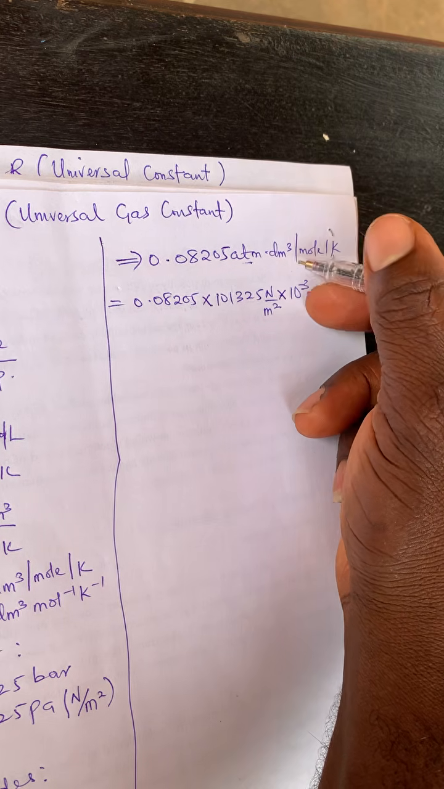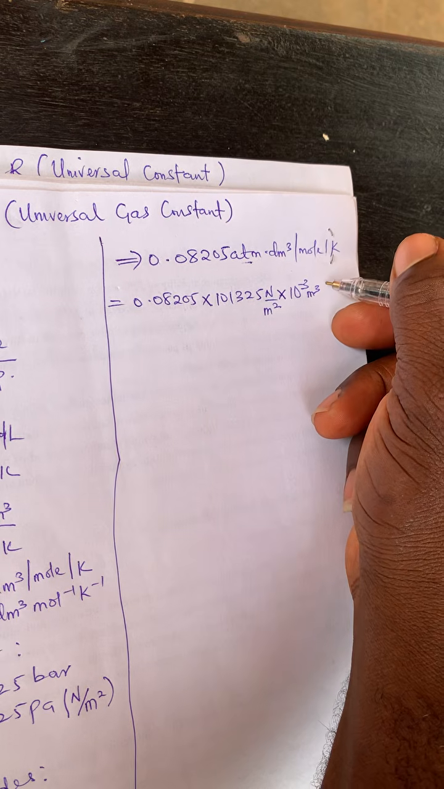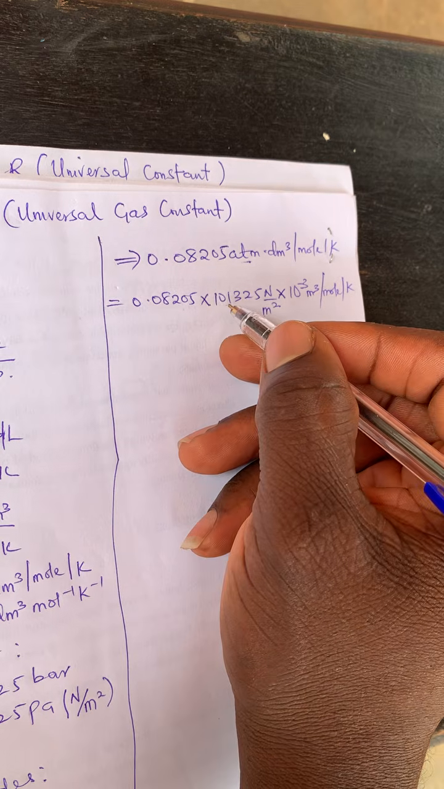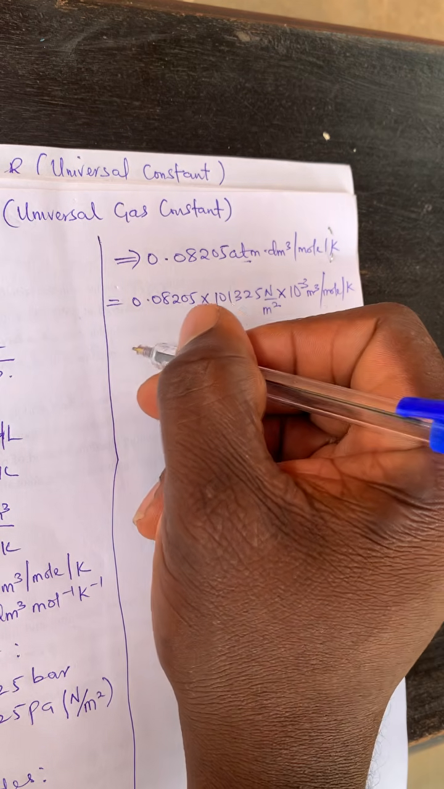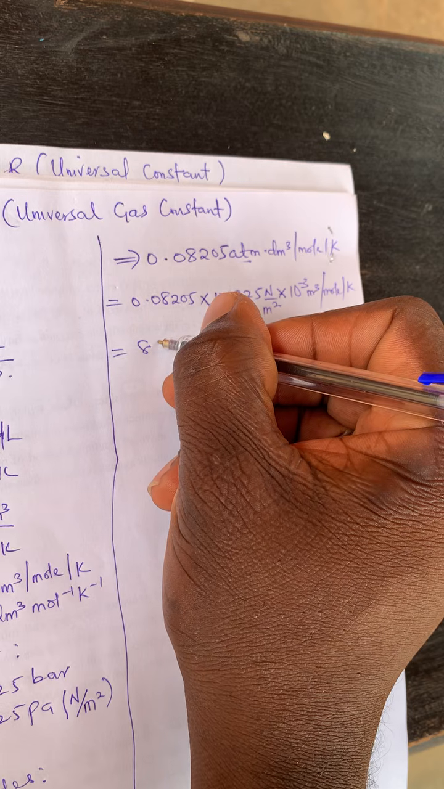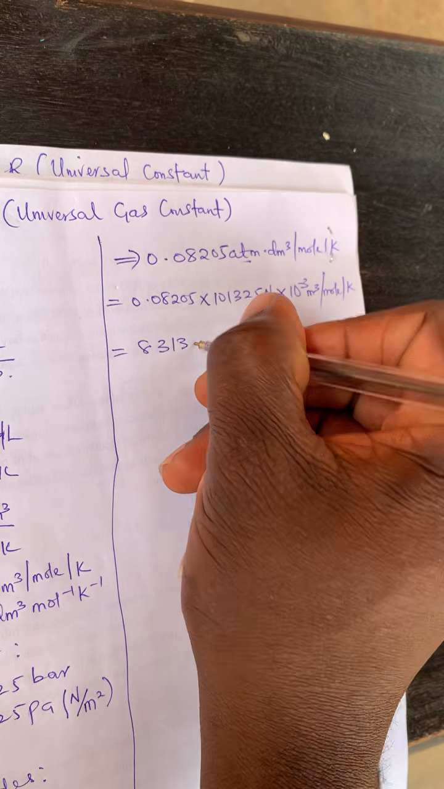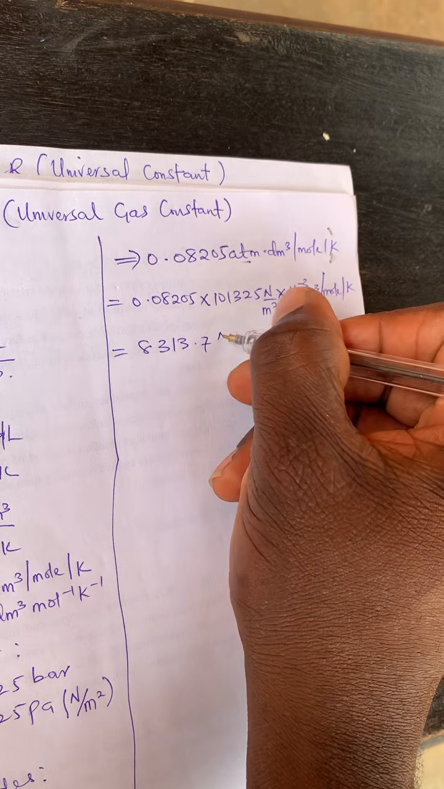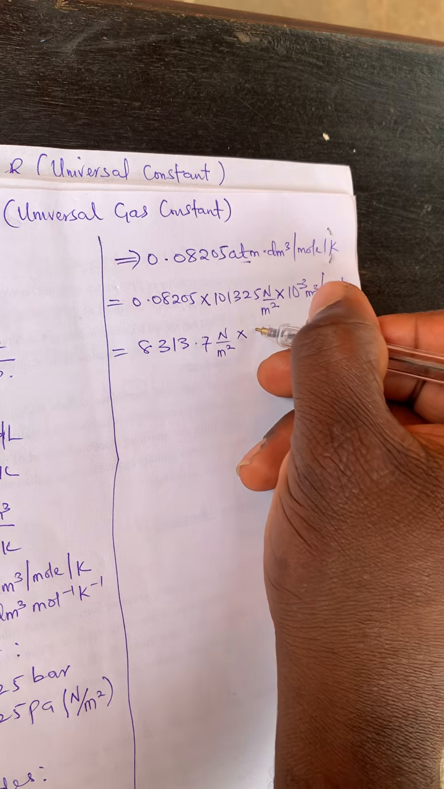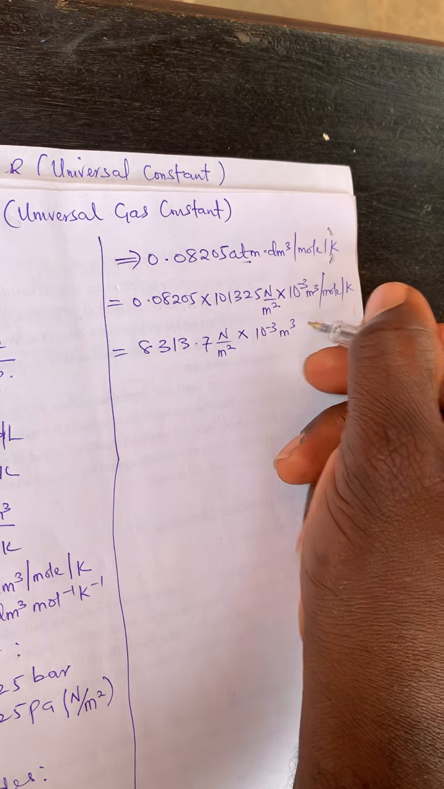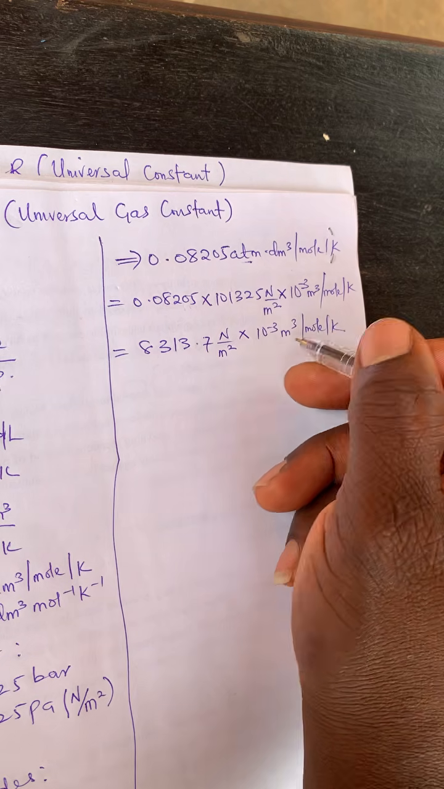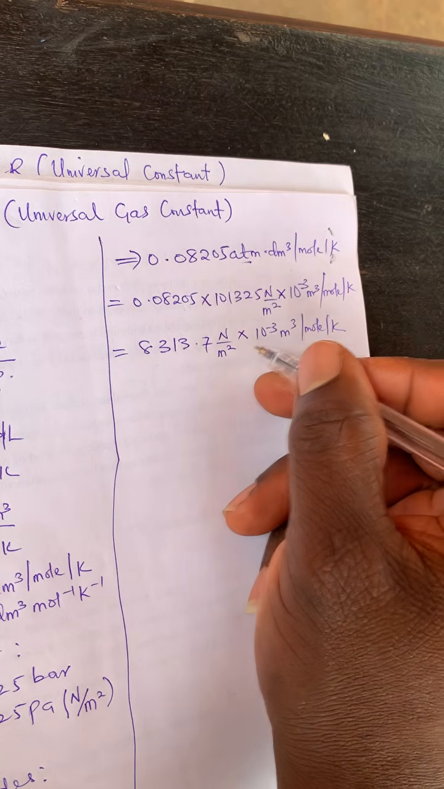So we have converted; this cancels out this. So we have, then this is per mole, then per K. So if we do this multiplication, we're going to have 8313.7, okay, then Newton per meter squared, then multiply by 10 raised power minus 3 meter cube, then of course per mole per K. And then of course let us now do the remaining things.